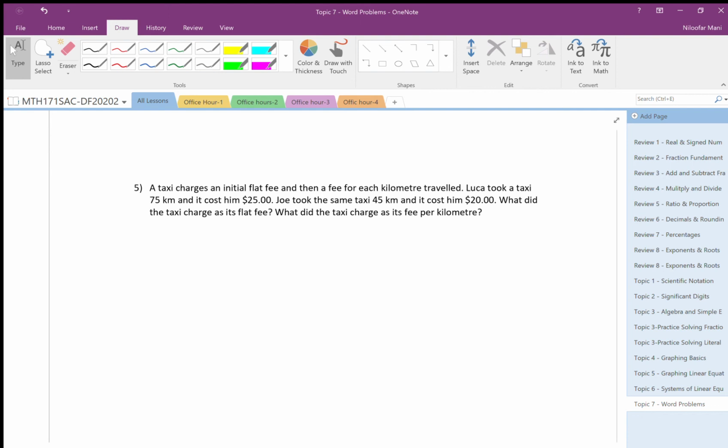How about the next question? A taxi charges an initial flat fee, then a fee for each kilometer traveled. Luca took a taxi 75 kilometers, and that cost this much. Joe took 45 kilometers, and that cost this much. What did the taxi charge as the flat rate?